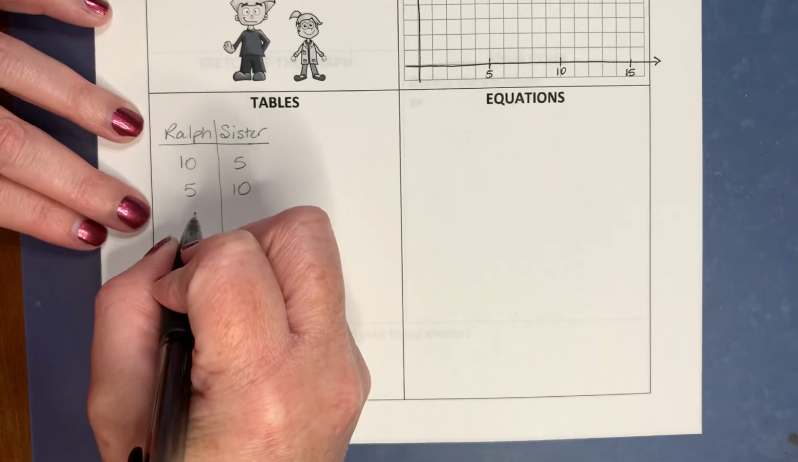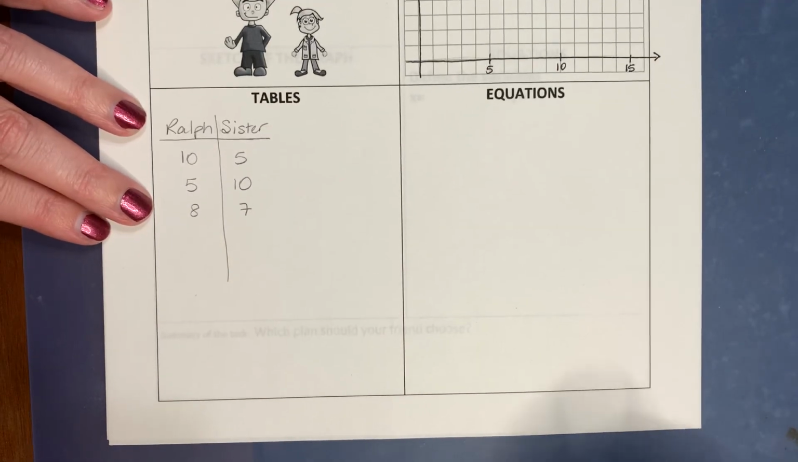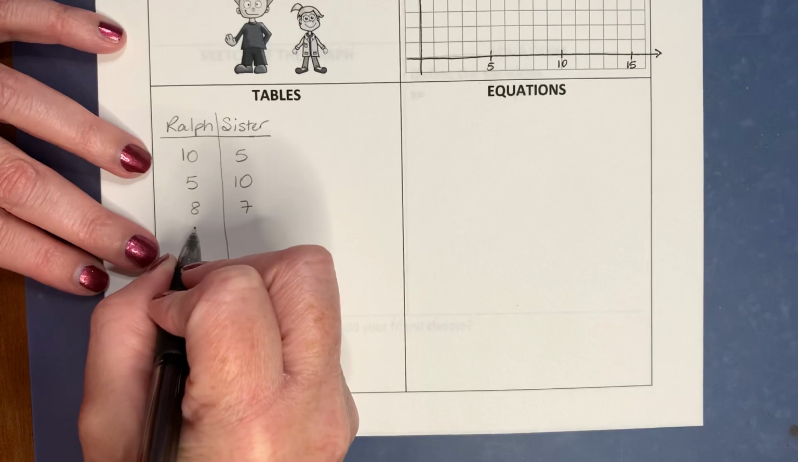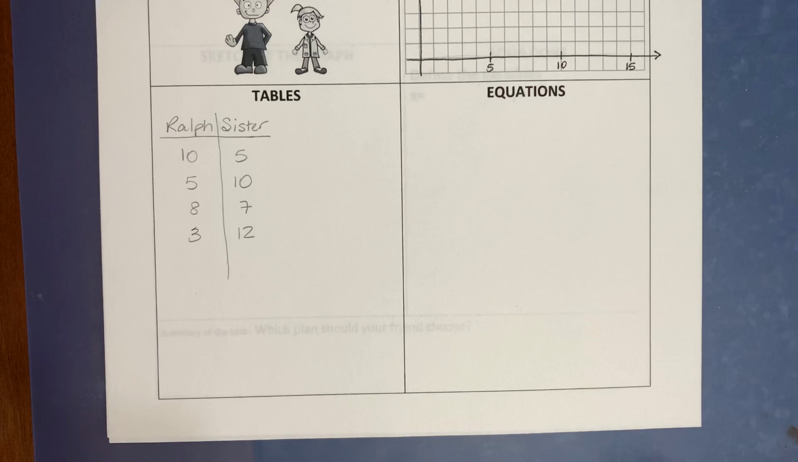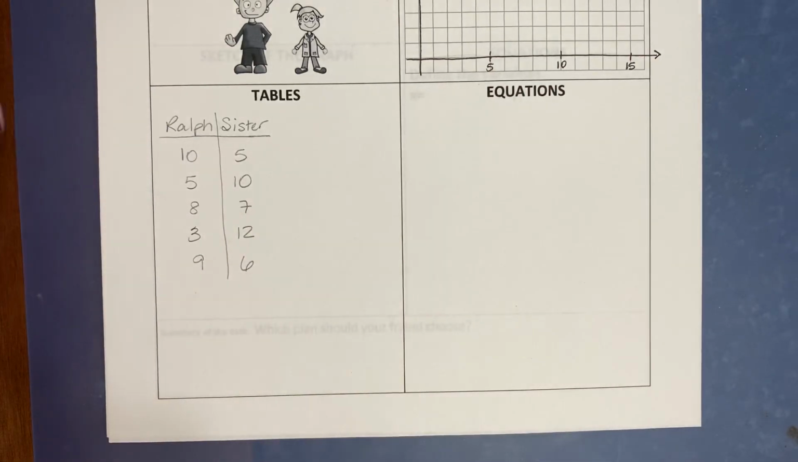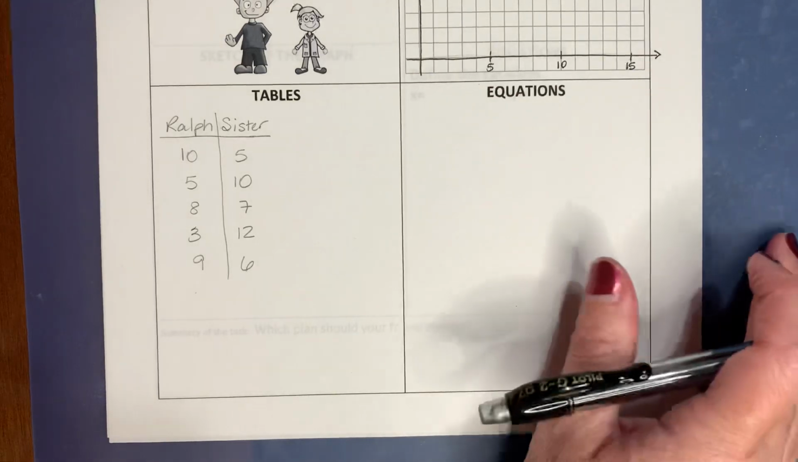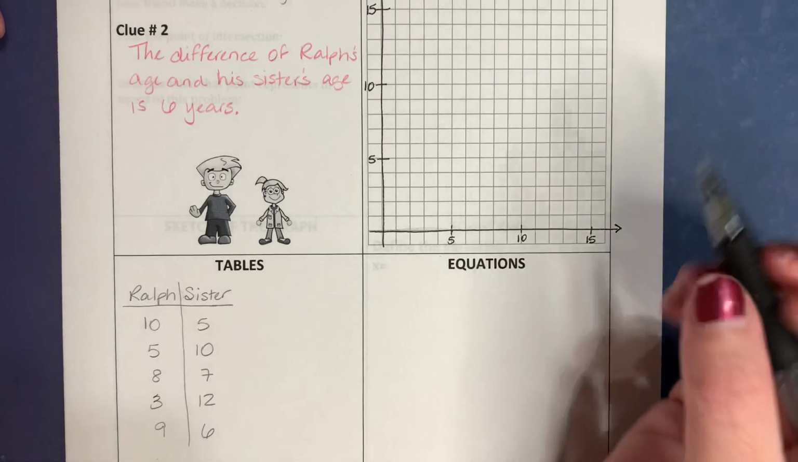Let's see, if Ralph is 8, then his sister's got to be 7. If Ralph is 3, then his sister is going to be 12. And we can do one more just for good measure. What could it be? 9 and 6 maybe? So 9 and 6 is 15. So now once we have a table, we can graph that information. So let's go ahead and plot these points.